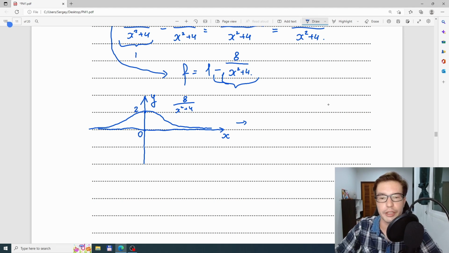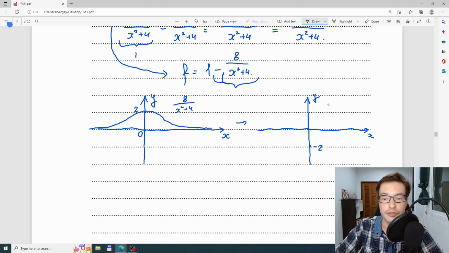Now, what's going to happen if I put the minus in front? That will be a reflection on the x-axis. So I will simply reflect my graph on the x-axis. So instead of 2, I got minus 2. And I'm approaching 0 from the different side like this. So this is minus 8 over x squared plus 4.